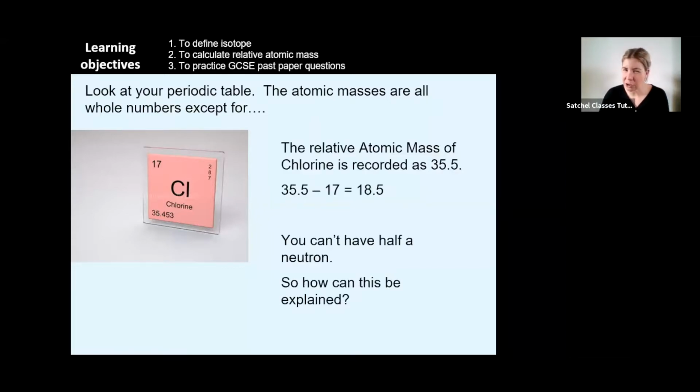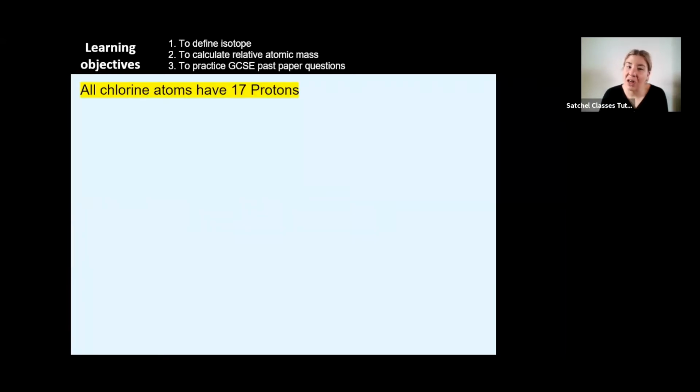That's quite strange. The relative atomic mass of chlorine is recorded as 35.5. So that minus 17 is 18.5, which would mean chlorine has 18.5 neutrons. That doesn't make sense. You can't have half a neutron. How can this be explained? Well, it can be explained because of isotopes.